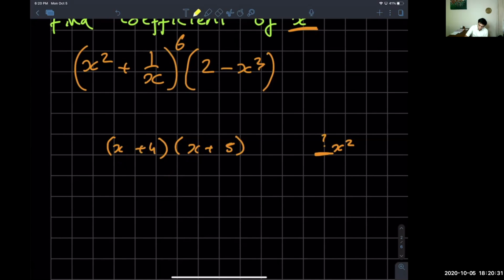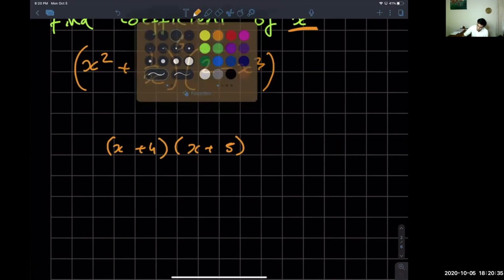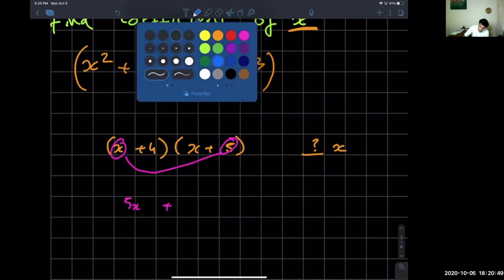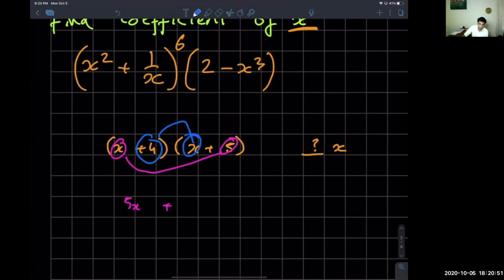Now, let's say I want the coefficient of the x term. The coefficient of the x term is this times this, which is 5x, plus this times this, which is 4x. So the answer is 9, correct? So it's 9.